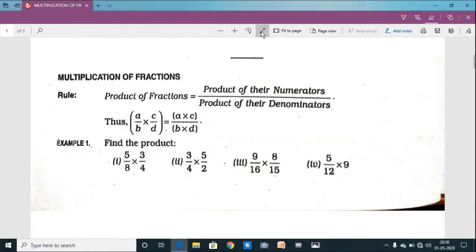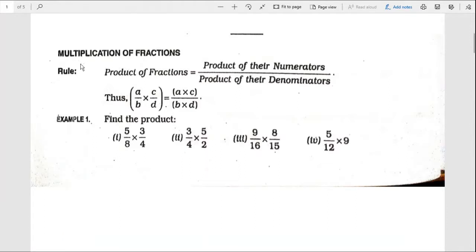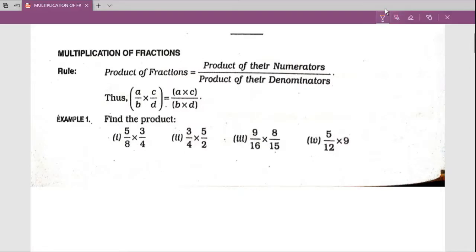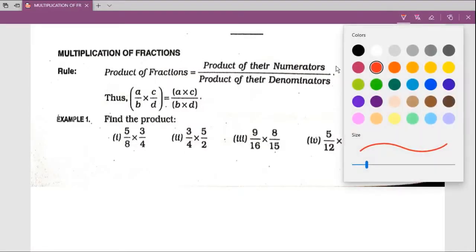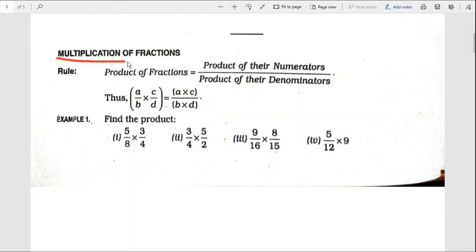Friends, today you will read the chapter Multiplication of Fractions. The rule is given: the product of fractions is equal to the product of their numerators divided by the product of their denominators.